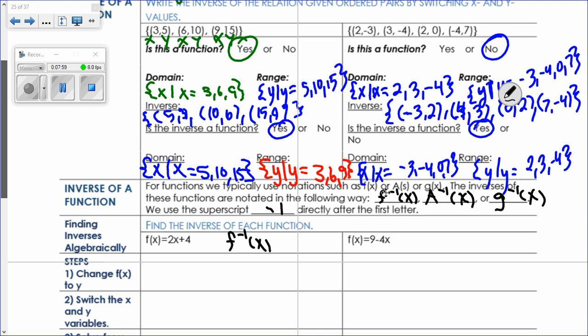Okay? So first, the steps. You're going to have to refer to this. This is the one homework I'm not going over with you. Change f of x to y. So this becomes y equals 2x plus 4.